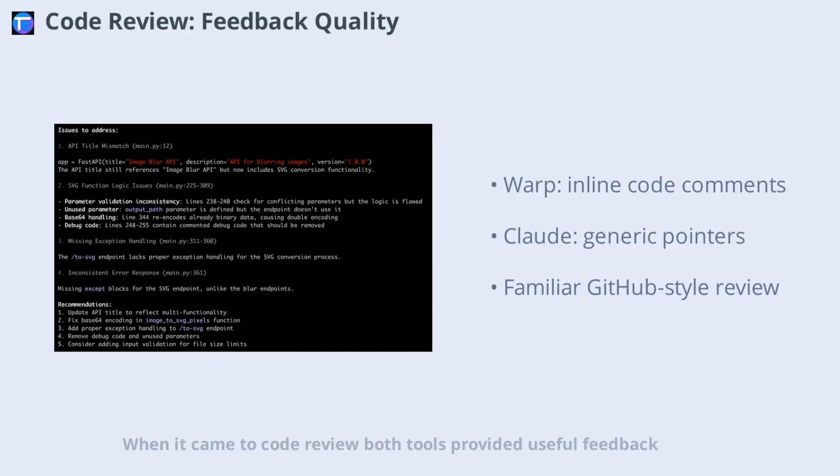When it came to code review, both tools provided useful feedback. Claude Code's review was a list of generic pointers, while Warp's feedback was more contextual, embedding comments directly within code snippets. This approach mirrors the collaborative reviews seen on platforms like GitHub, making it easier to understand and act on suggestions. For developers used to team-based workflows, Warp's review style feels more familiar and actionable.